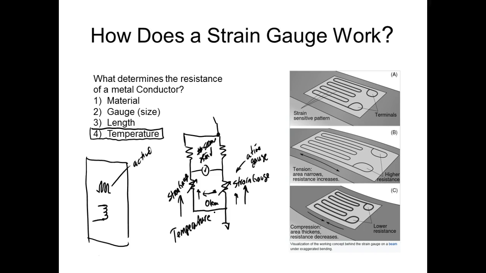So normally these things are always run in pairs. One of them is called the active gauge, the other one is in there for temperature compensation. They're wired 90 degrees away from each other, right? One of them is wired so that it actually senses the weight. The other one's in there strictly for temperature, and they're exactly the same thing, so they vary their resistance.